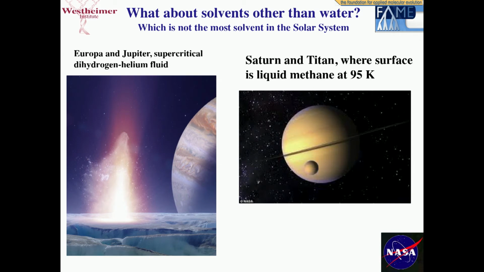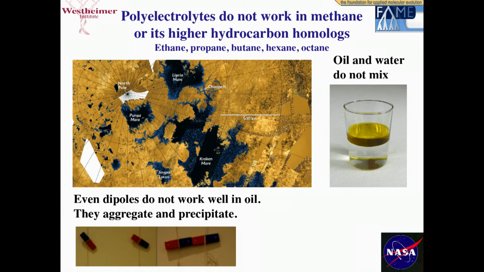So here you have Saturn and Titan. Of course, there's a lot of supercritical dihydrogen helium, presumably in Saturn as well. On this side, you see Titan, which of course has these methane oceans at 95 Kelvin, which you've heard about already. So you can go looking for life, for example, in those oceans on Titan. Now, polyelectrolytes actually don't work in methane or any of its higher hydrocarbon homologs. As you well know, oil and water do not mix. A polycharged species doesn't even get a chance to dissolve in oil. And even dipoles don't work well in oil. They aggregate and they precipitate.